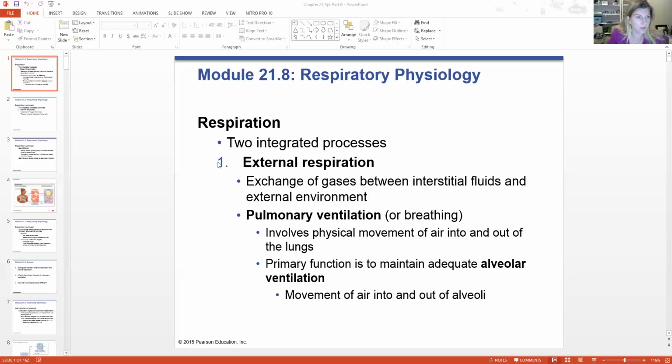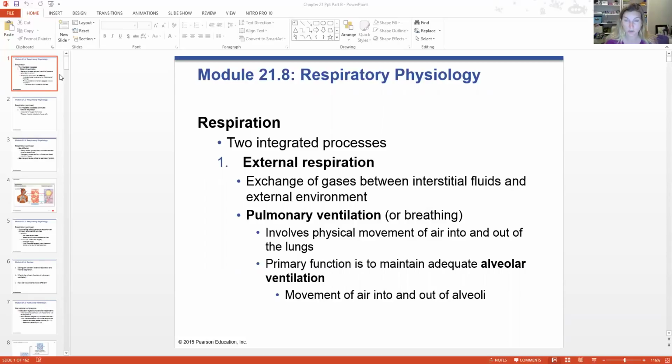So, let me switch here to the screen share mode. And here we see Chapter 21, which is from the Harvard Community College textbook that we're using, the Martini textbook. I apologize, I'm just coming back from the gym and just trying to squeeze this lecture in for you guys today. So, we're going to start by talking about what respiration is.